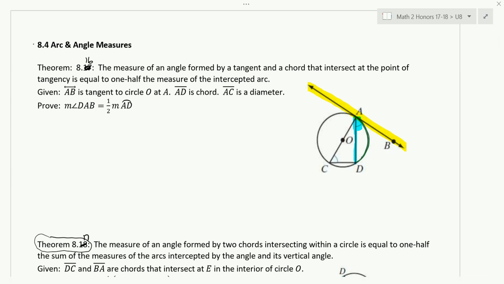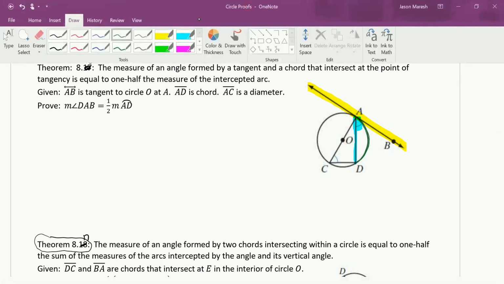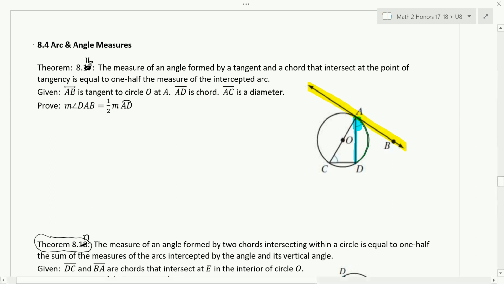So if we take half the measure of arc AD, that's the measure of that angle between the tangent and the chord. We're going to look at why that is and try to make sense of that. The rest of this picture we drew, there's a triangle drawn in the circle to help us with our proof. And in that triangle, it's indicated that this angle ACD is congruent to angle DAB. We need to verify that. Why would those two angles have to be the same?